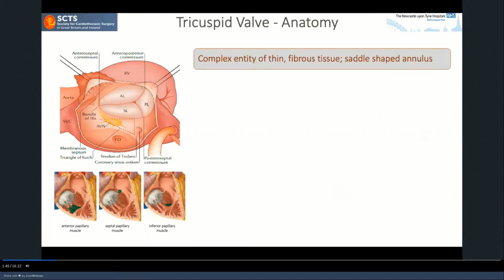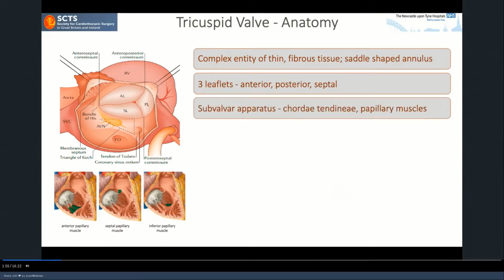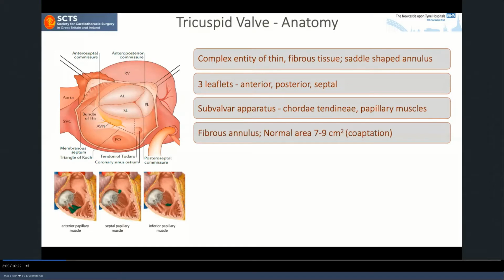You can clearly see that it's a complex entity, a thin fibrous tissue with a saddle-shaped annulus. It comes with 3 leaflets, anterior, posterior, and septal, and a subvalvular apparatus with chordae tendineae and papillary muscles, as shown in the cartoon on the left, with the anterior, septal, and inferior muscles. The fibrous annulus has a large area of 7 to 9 centimeters for coaptation, making it the largest valve in the heart.